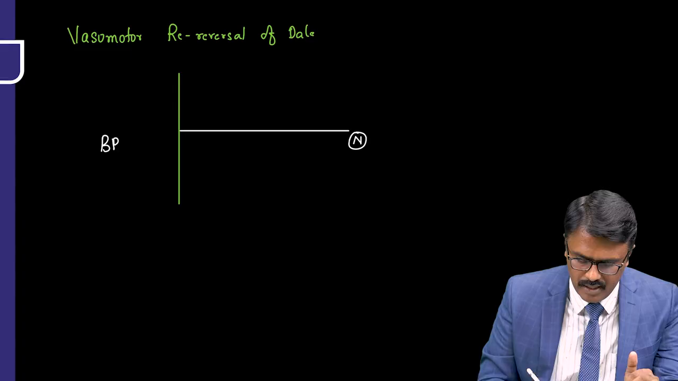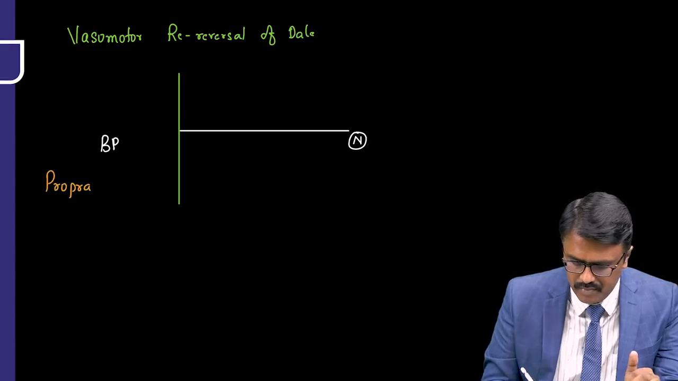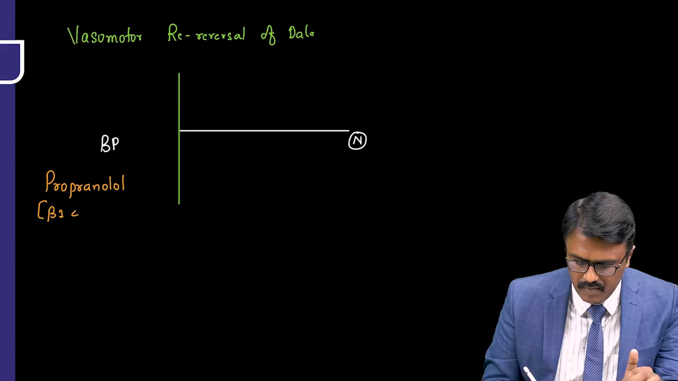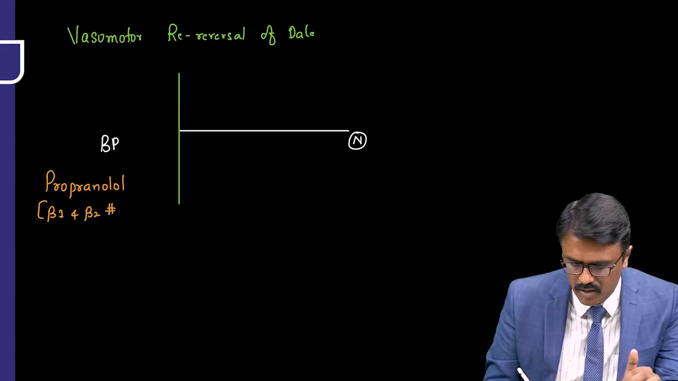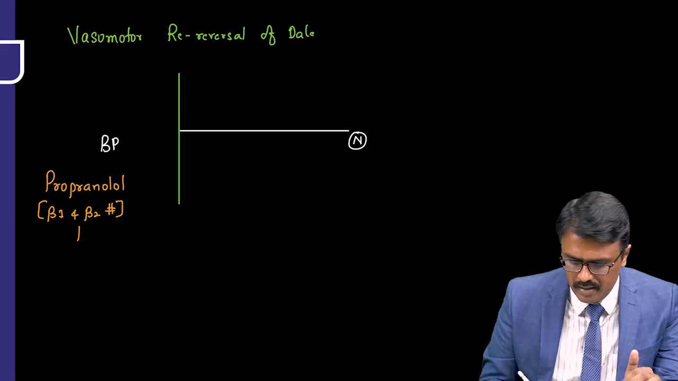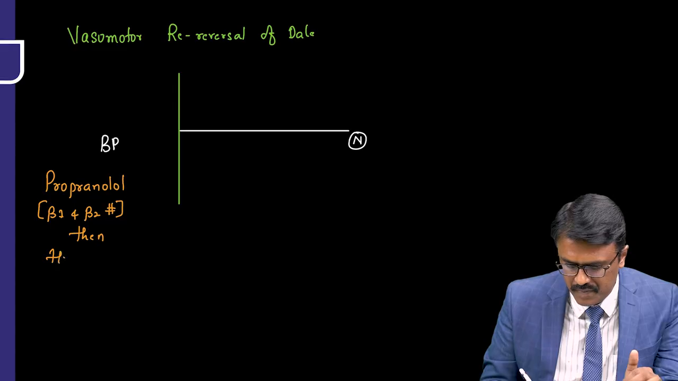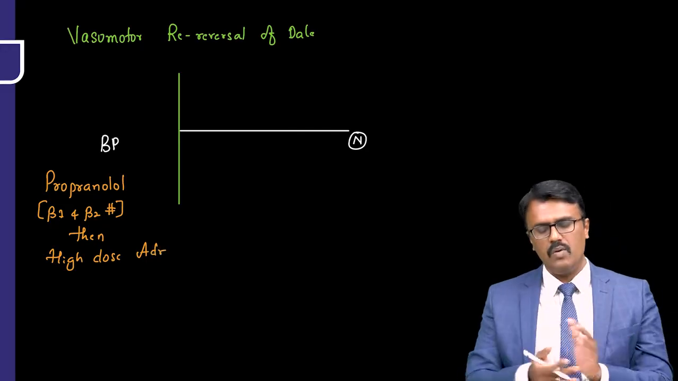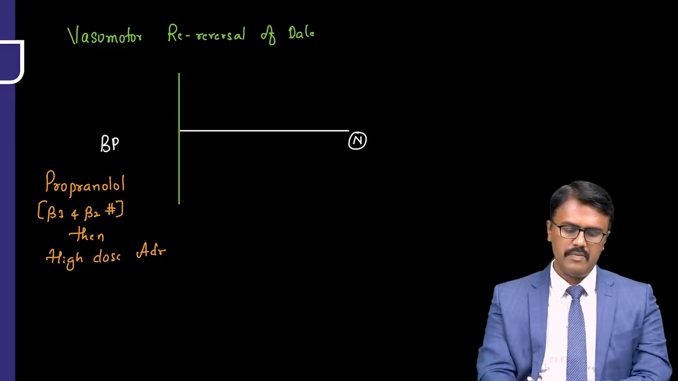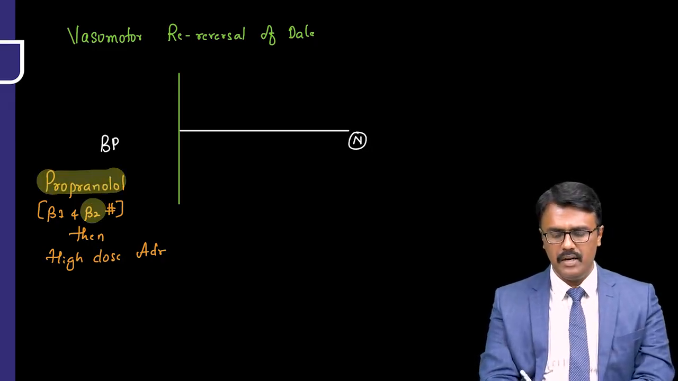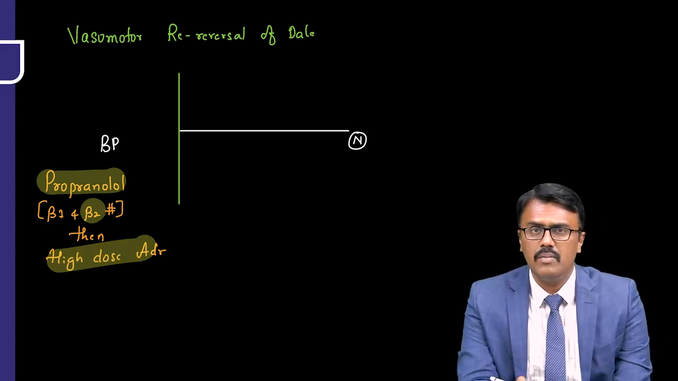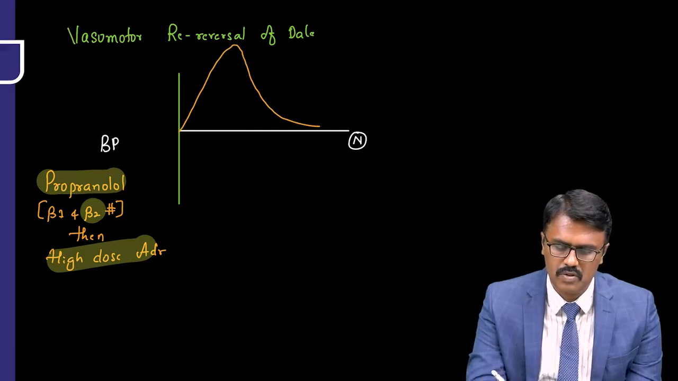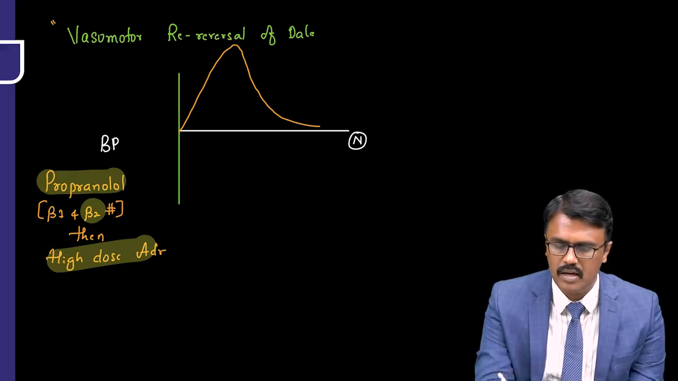So what they did is they gave propranolol. Propranolol is a beta blocker. It blocks beta 1 and beta 2. So it blocks both the receptors. And then patients were given high dose adrenaline. So what happens now? The animal has been already given propranolol, which blocks beta 2, and then adrenaline was given. Now there is nobody to decrease the BP, so the BP will shoot up. So this is called vasomotor reversal of Dale.